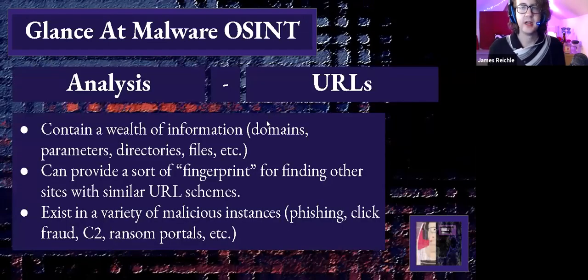URLs are another big thing. They contain a wealth of information, everything from domains, parameters, directories, files, etc. They can provide a sort of fingerprint for finding other sites with similar URL schemes, and they exist in a variety of malicious instances, everything from phishing emails, click fraud, C2 servers, ransomware portals, etc. all use URLs at some point. Sometimes they use IP addresses.